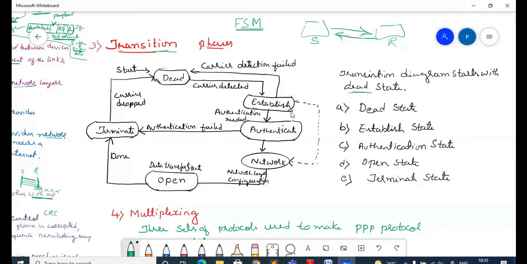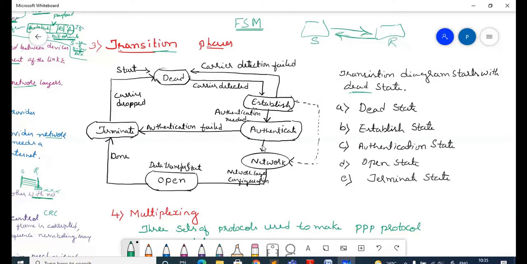If the two parties agree, they need authentication. Authentication normally means it will check the devices with the username and the password. If it is valid, then it will go to the network state. During negotiation, if those two devices feel that it is not required, then directly from establishment it will go to the network state. Are you getting? So this negotiation takes place in the establishment state.